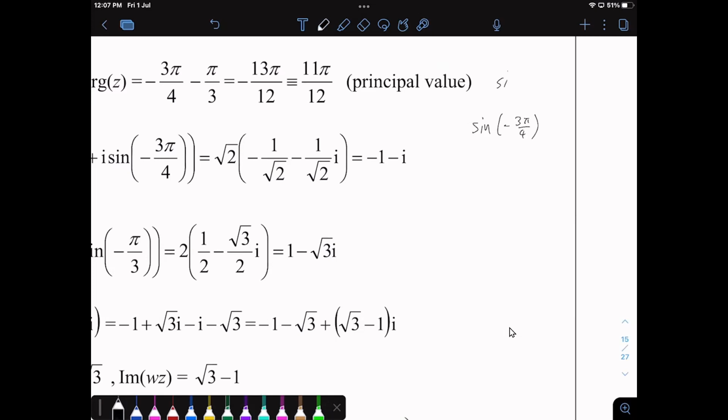Let's try the formula way. Give you a hint. Sine negative theta is negative sine theta. So this is equal to? Negative sine 3 pi over 4. Very good. How do you calculate that?